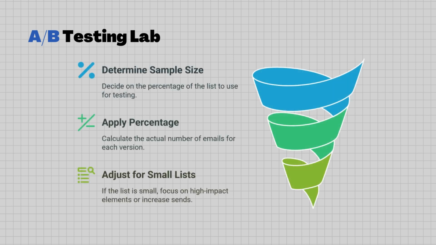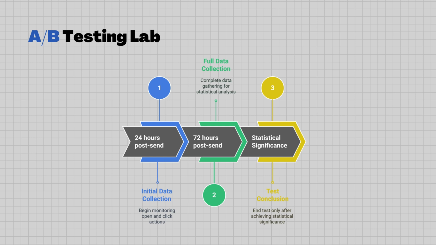Determine your sample size. Generally, start with at least 10 to 20% of your list for each version. If your list is small, focus on high-impact elements or run more sends. Allow sufficient time for open and click actions, typically 24 to 72 hours post-send. Do not end the test early.